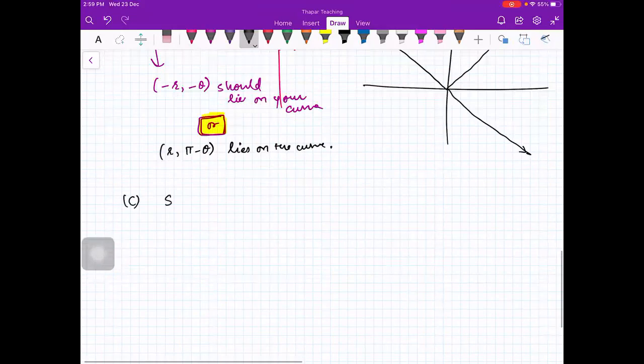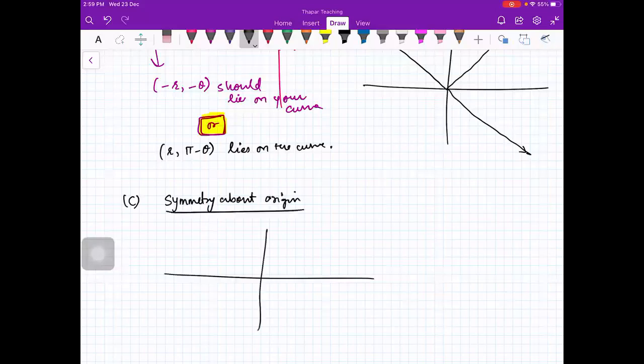symmetry about origin. Symmetry about origin means if we have something like this, the first quadrant is the same as the third quadrant, and the second quadrant is the same as the fourth quadrant. This is the meaning of symmetry about origin. Clear to everybody?